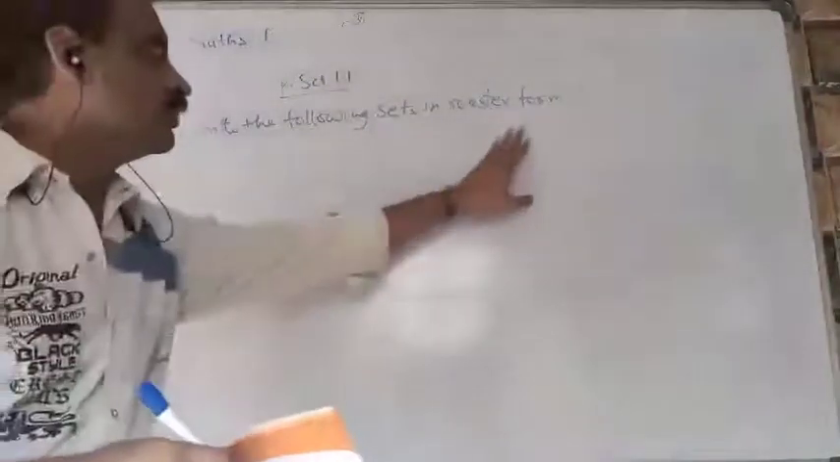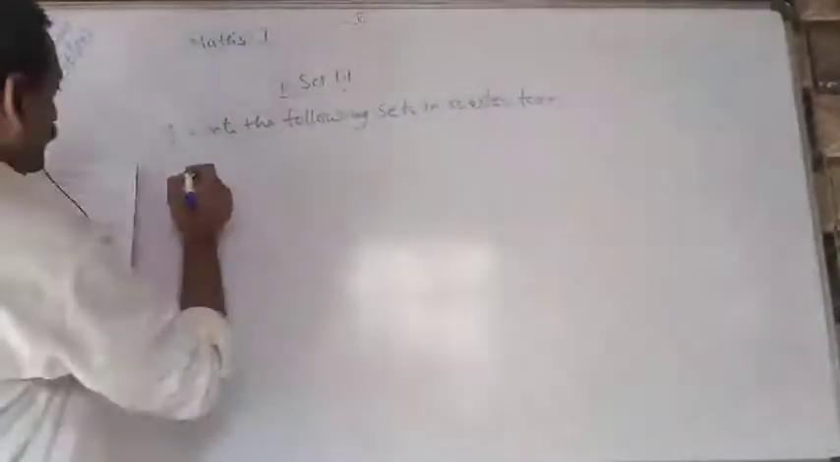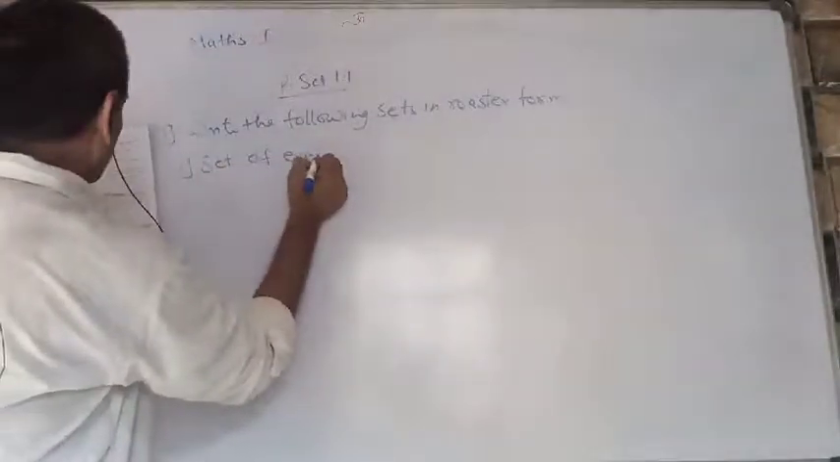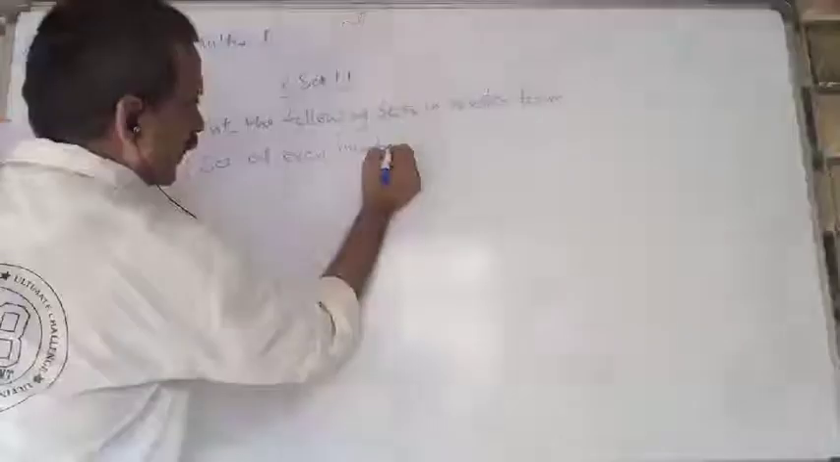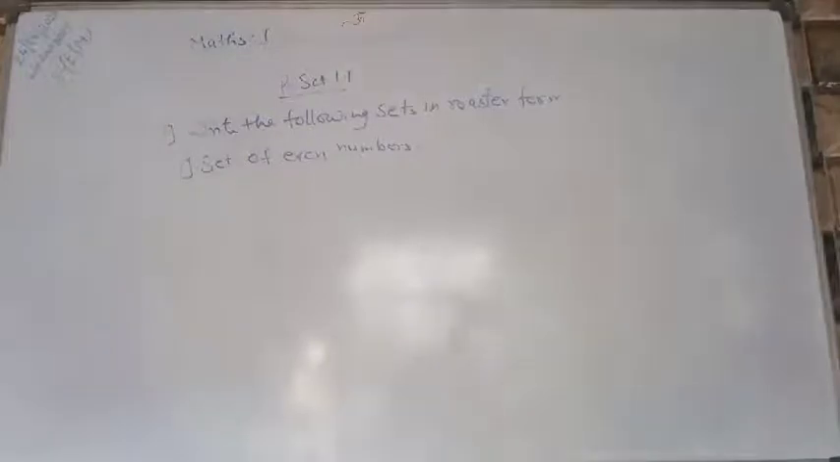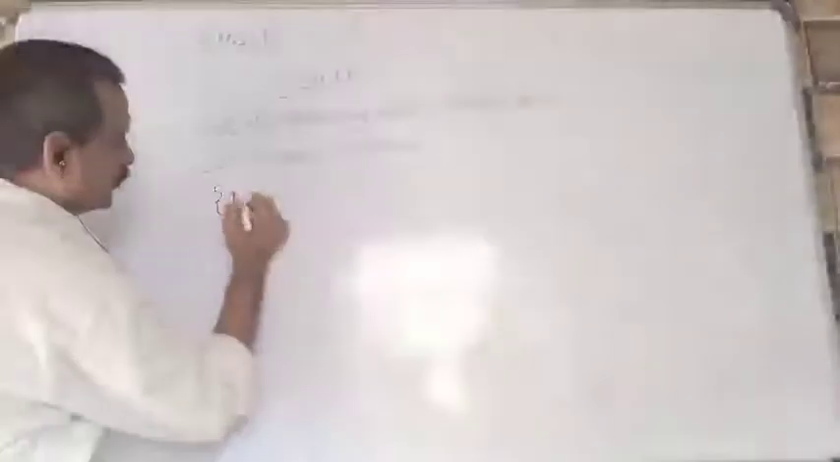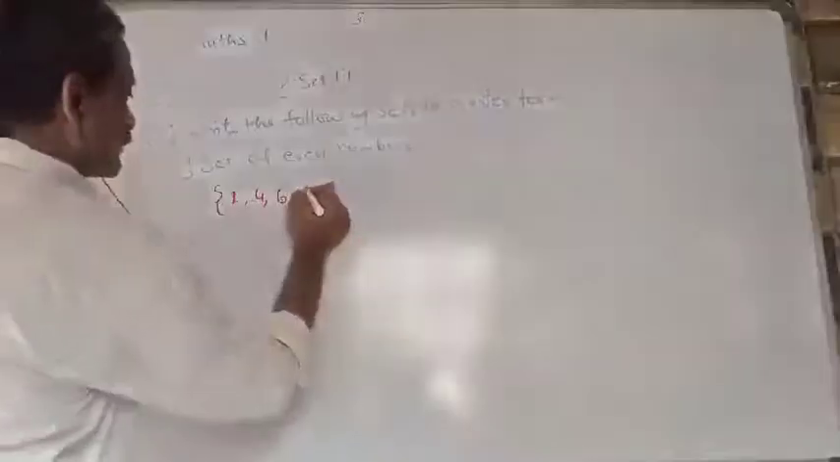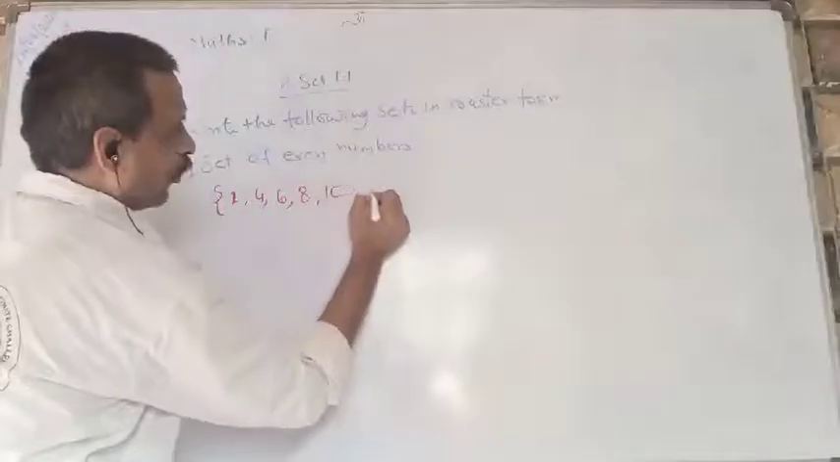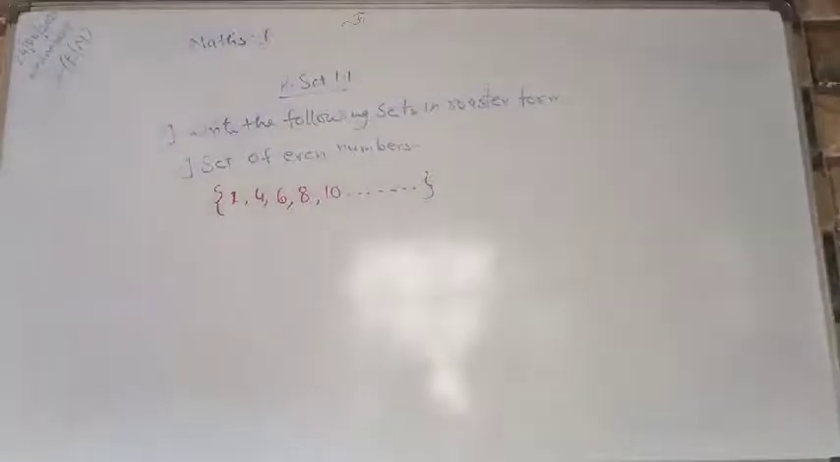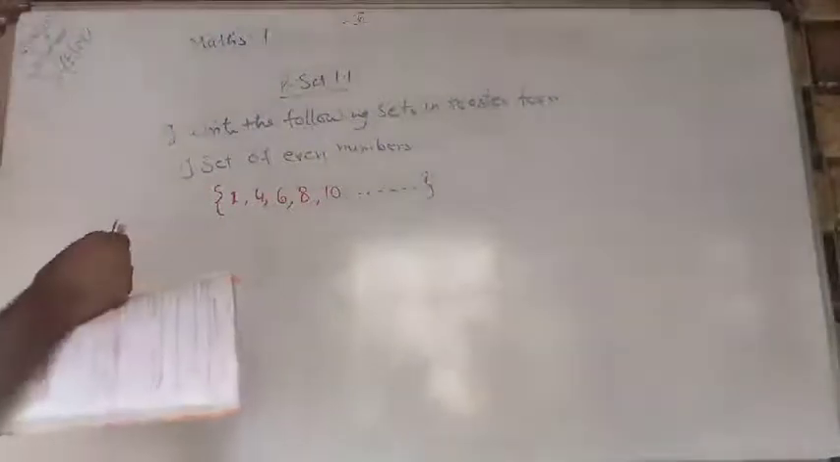Write the following sets in the roster form. Now, in your textbook, the question is: set of even numbers. Set of even numbers are 1, 2, 4, 6, 8, 10 onwards. It is the set of even numbers. Now we start the second. The second is given: prime numbers from 1 to 50.